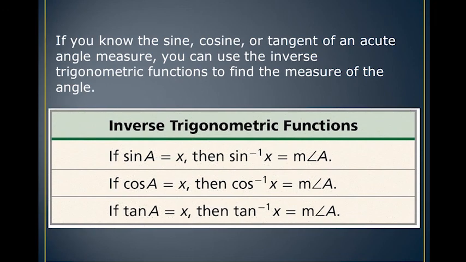So let's have this. If sine A equals x, now we need to find the value of this angle A. So sine will be shifted there. It will become sine inverse x. That will be equal to angle A. Same goes for cos inverse x and tan inverse x also.